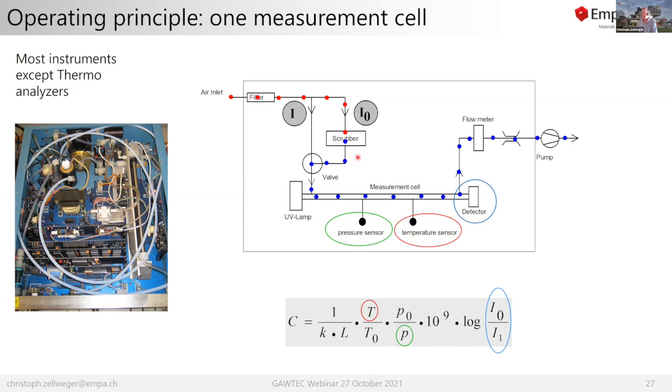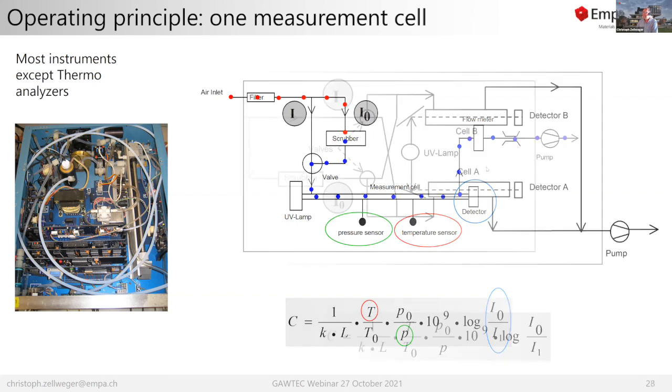This is important because otherwise you will have interference if you change the matrix, as soon as you have something which also absorbs UV light in the same spectral region. So this is relatively straightforward. I think most instruments that are currently available on the market are using this one-measurement-cell principle, except the Thermo instruments, and I think also the one from GAWTEC. Maybe there are others, but I don't know. They are using two measurement cells.